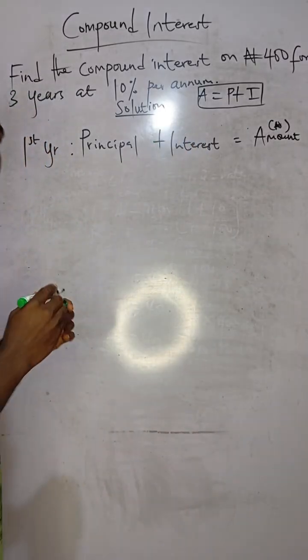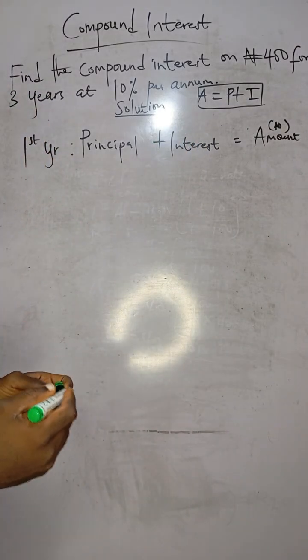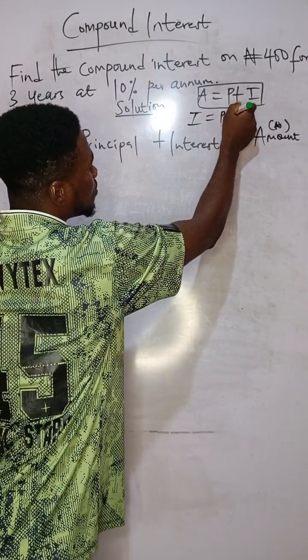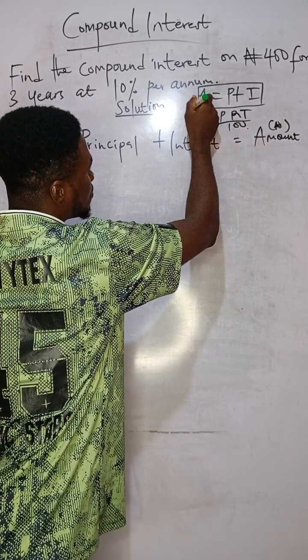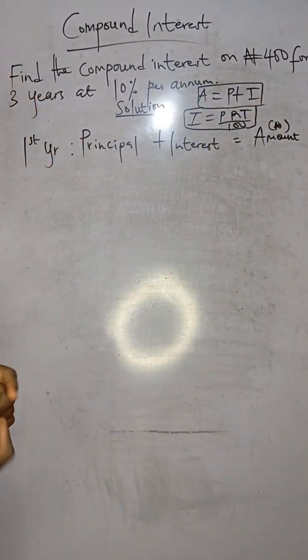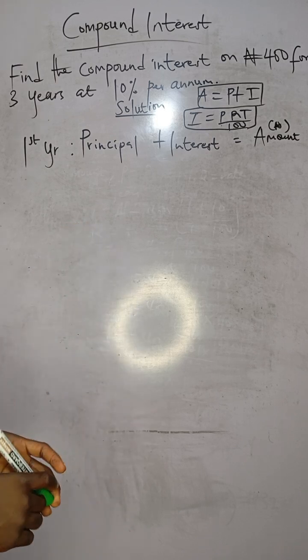Please take note of this. Amount is equal to principal plus interest, while simple interest is equal to PRT over 100. These two formulas are going to be very useful and important in this problem we're going to solve right now.